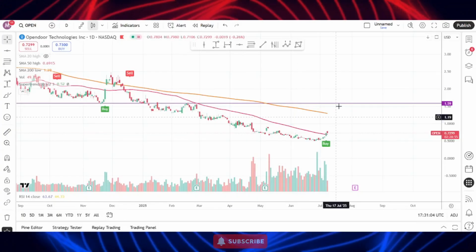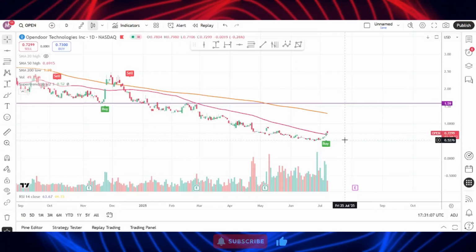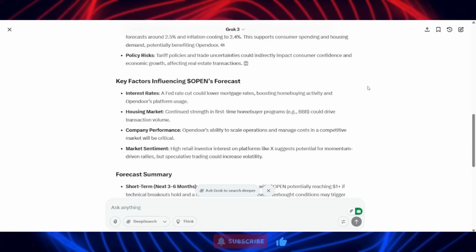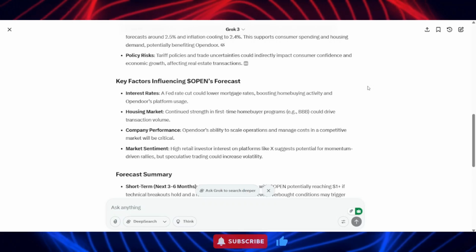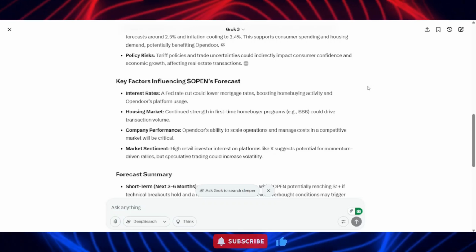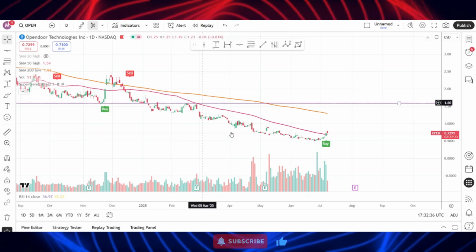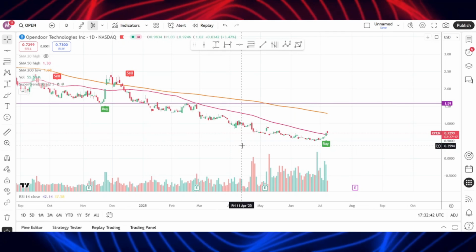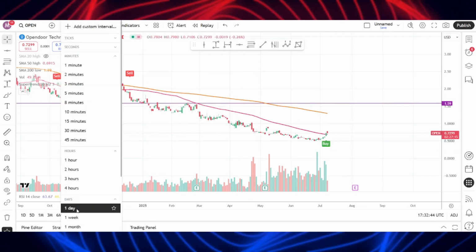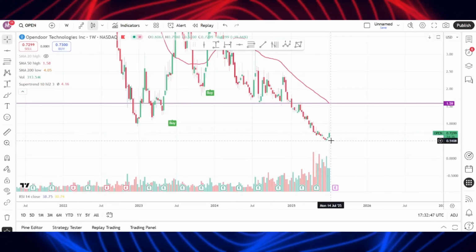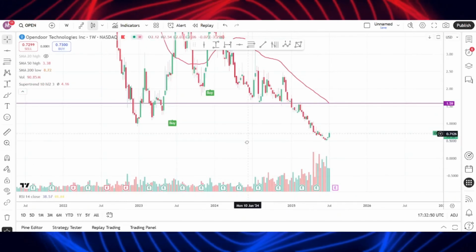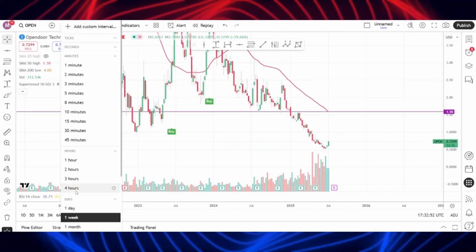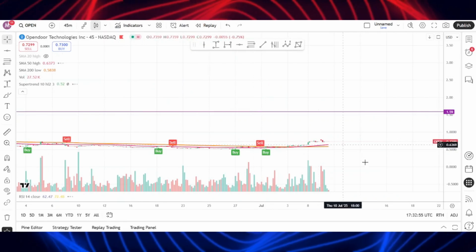Because as the price goes up, all those short sellers have to cover their short positions. So if we take a look at some of the forecasts, it's pretty much tied to the Fed rate cut, which could lower mortgage rates and increase home buying activity, which Opendoor will benefit from. So that's something to look out for. And overall, if we take a look at the weekly, it's trading at a near all-time low, and it's doing some trend reversal pattern for the first time in months.